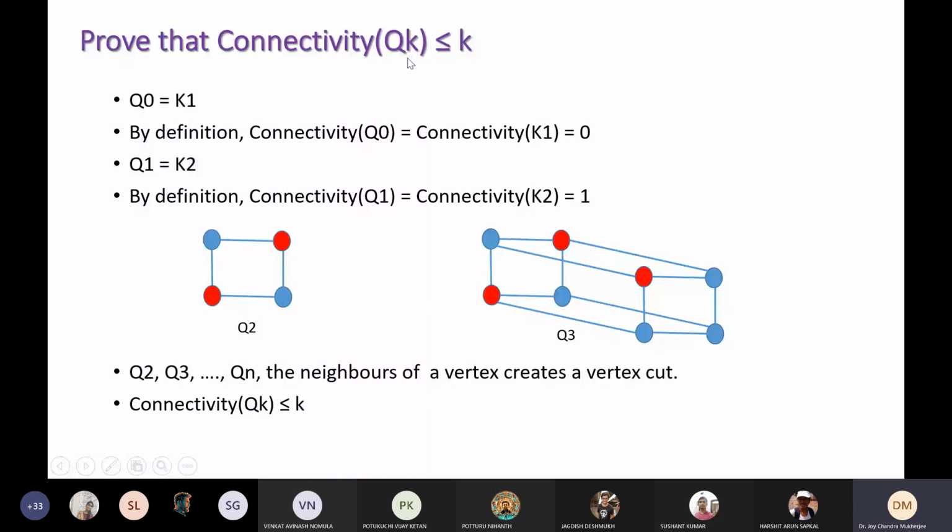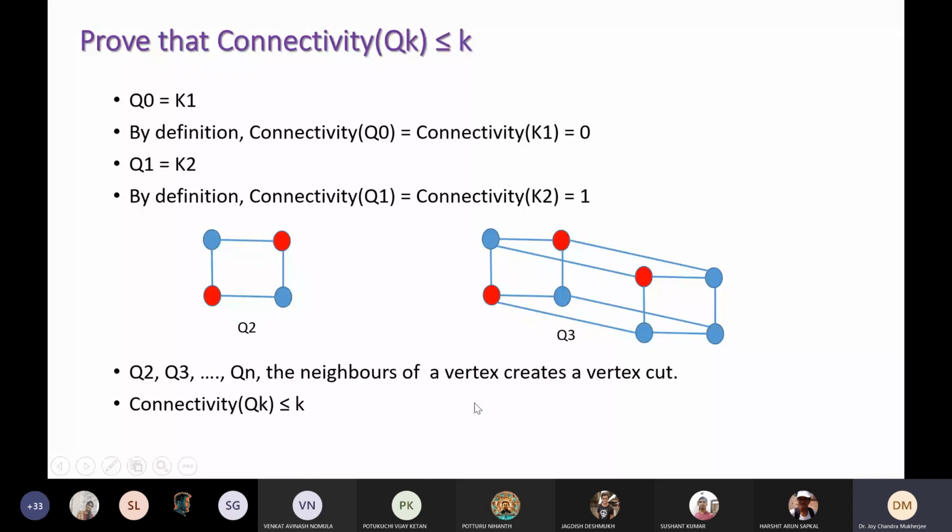So it can be trivially proved that for Qk where k is greater than or equal to 2, the neighbors of the vertex create a vertex cut. So we can say that the connectivity of Qk must be less than or equal to k, that is, the number of neighbors of a particular vertex.